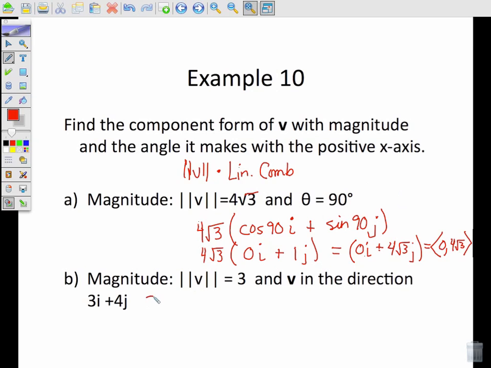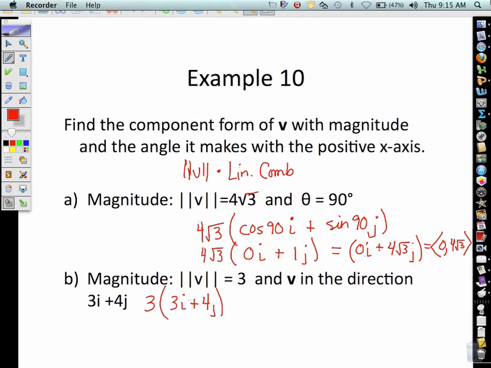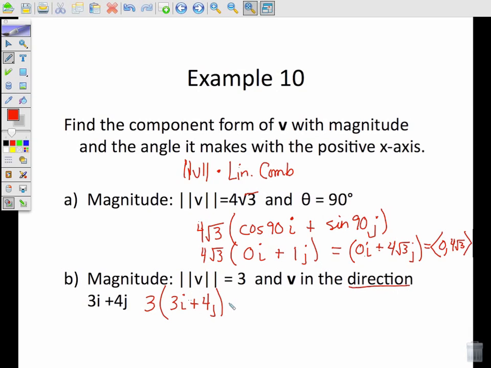All right, let's try another one here. So we've got our magnitude is 3, and we're going to multiply it times 3i plus 4j. But since we want a vector in the direction of this, we need to work with an angle here. So what's my theta going to be? My theta at 3, 4 would be inverse tangent of 4/3.